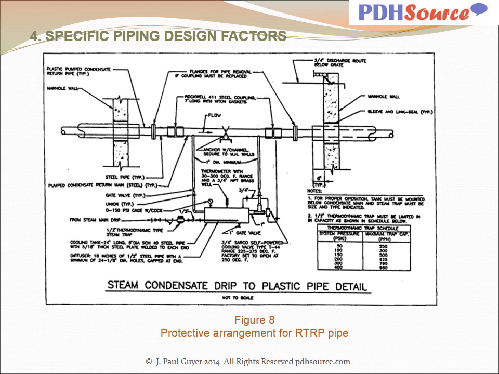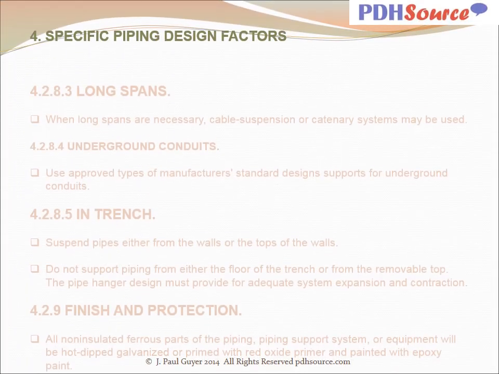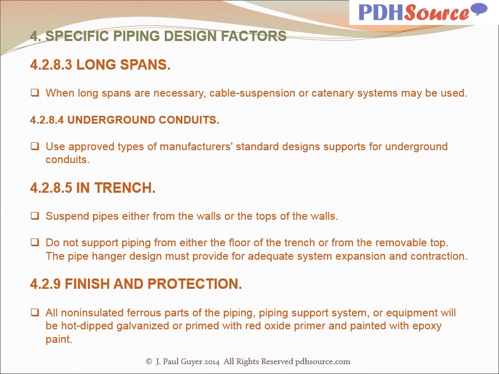Figure 8 indicates a protective arrangement for RTRP pipe when long spans are necessary. Cable suspension or catenary systems may be used. Use approved types of manufacturers' standard design supports for underground conduits.